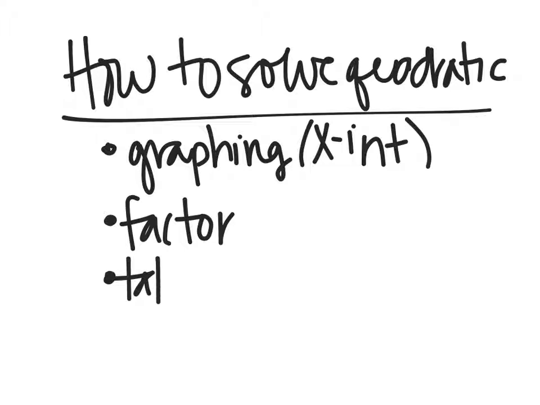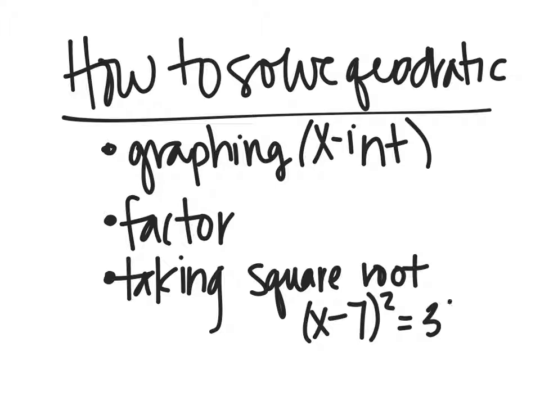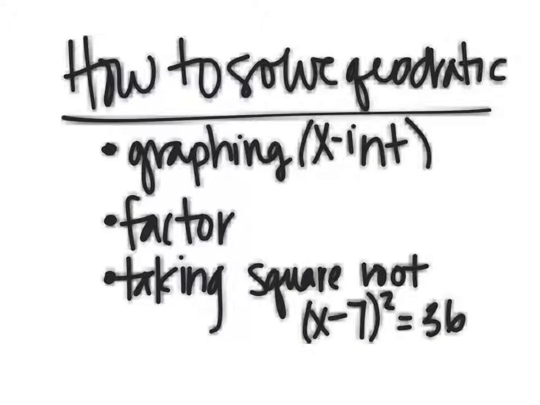All right, the third way we learned how to solve was by taking the square root. That is when we had stuff like x minus 7 squared equals 36. We do this when we complete the square. We just can't do this to begin with. So we can solve by taking the square root.